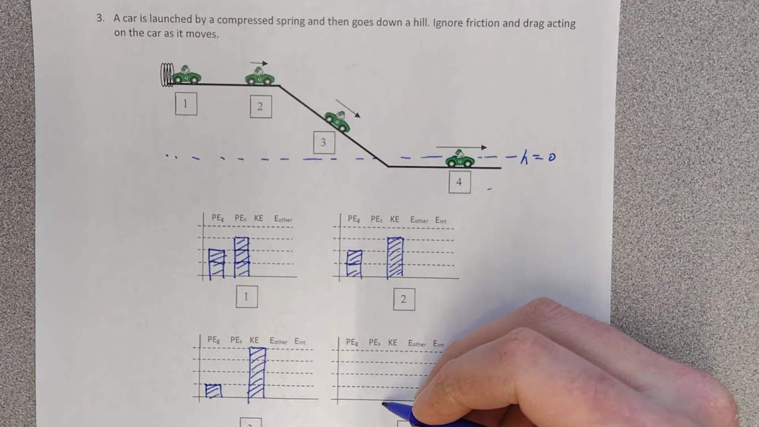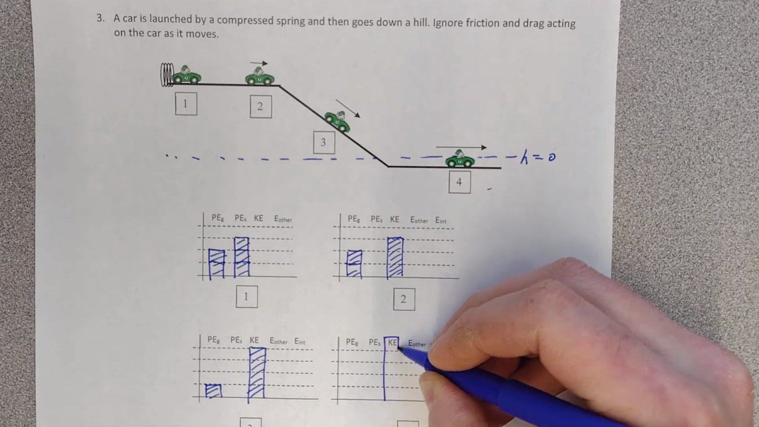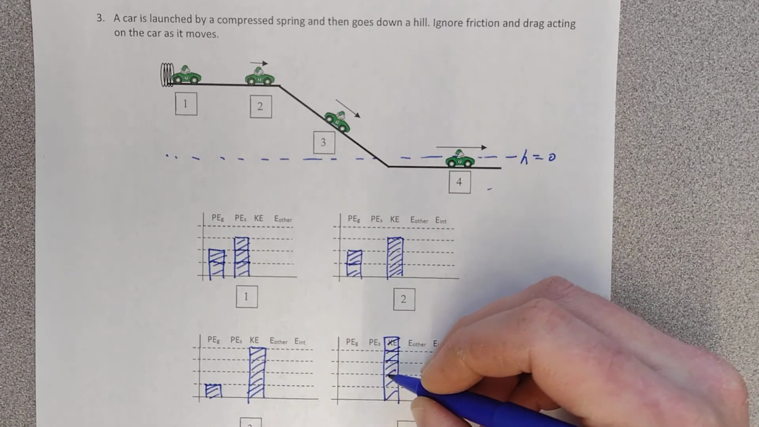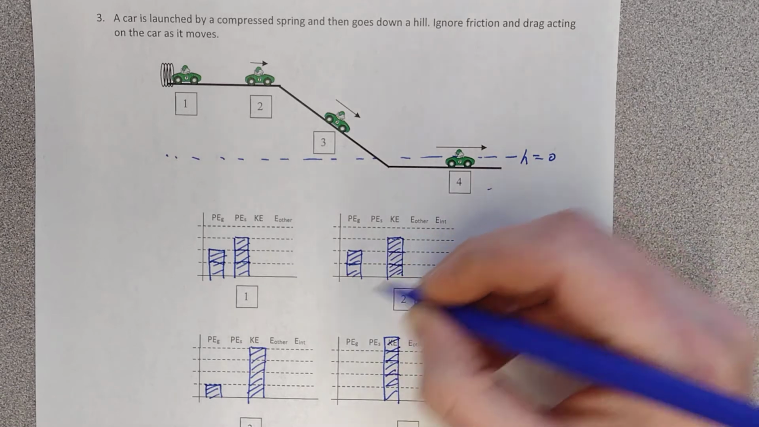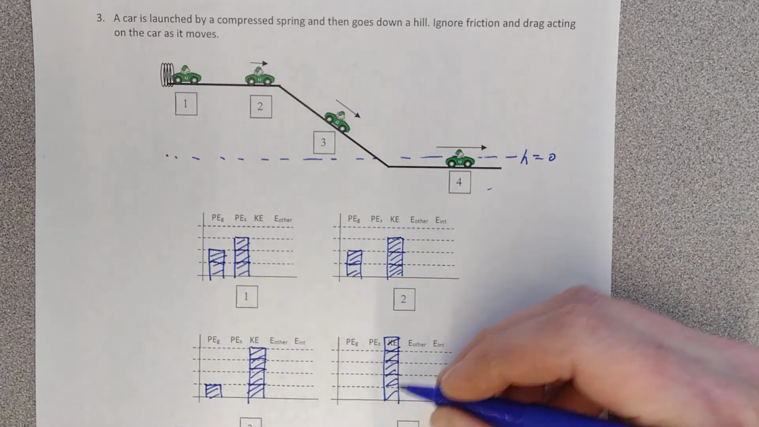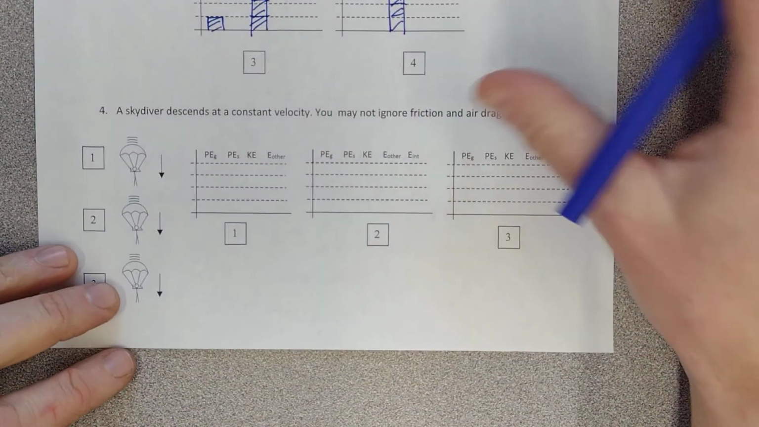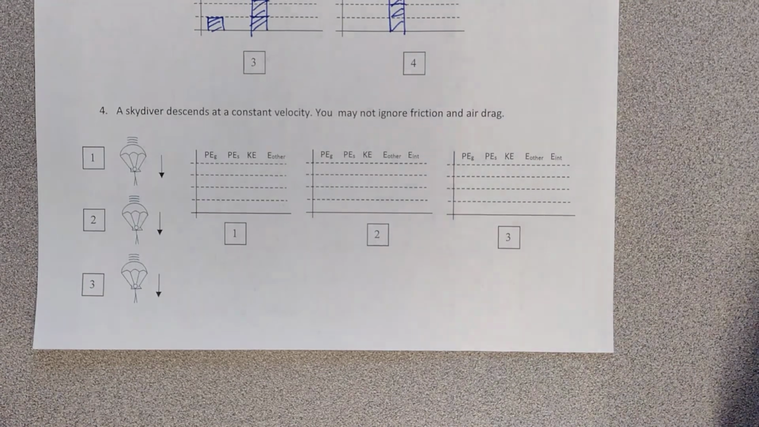So, unfortunately, I've gone off the graph here. I've gone off the chart. It's got to be 5 units of kinetic energy to make this work. It's all kinetic down here. 5 units worth. Alright, the next one, a skydiver descends at a constant velocity.